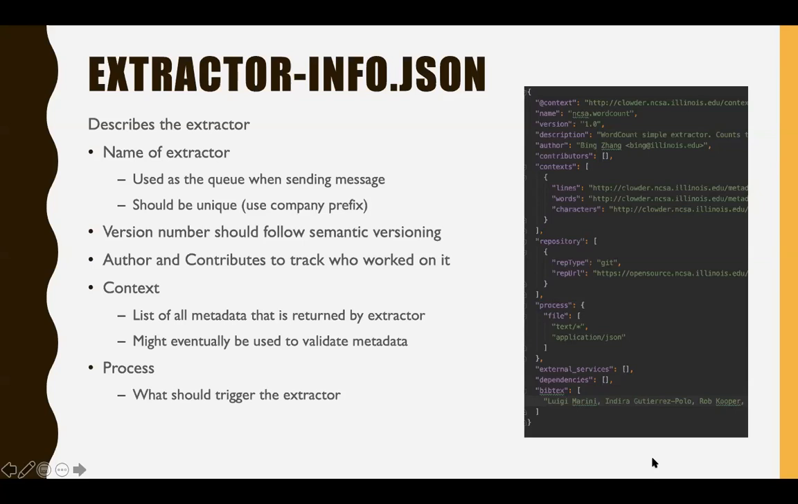And then finally is the process section at the bottom, which is how this extractor should expect to be triggered. So in this particular case, it should be triggered on all text files as well as on application JSON. So this gives you a very fast overview of the extractor info.